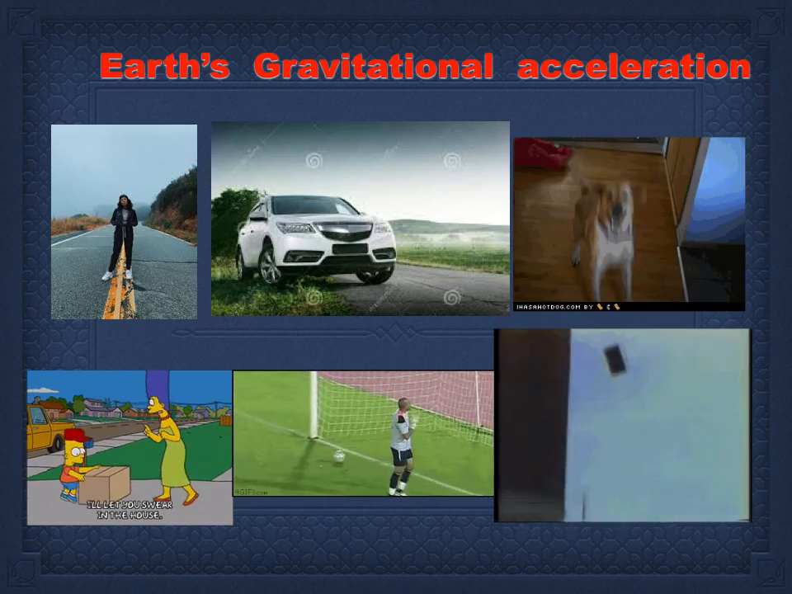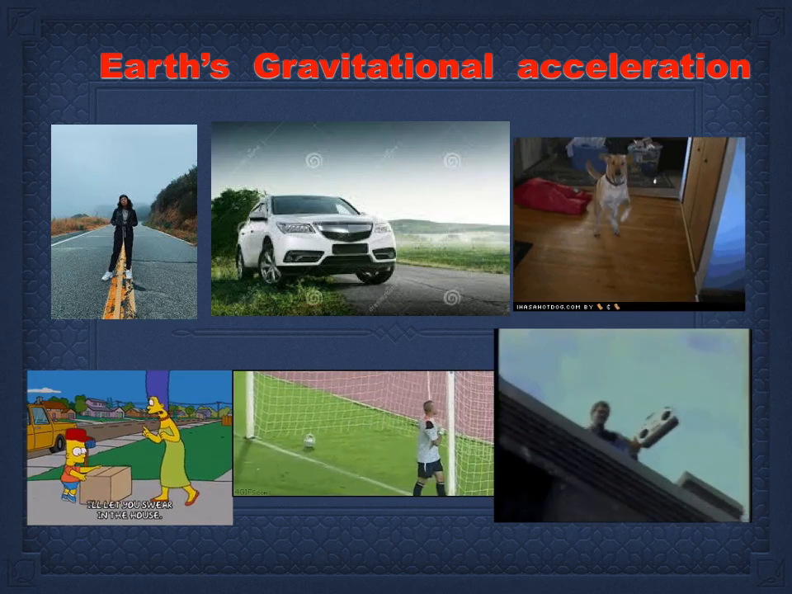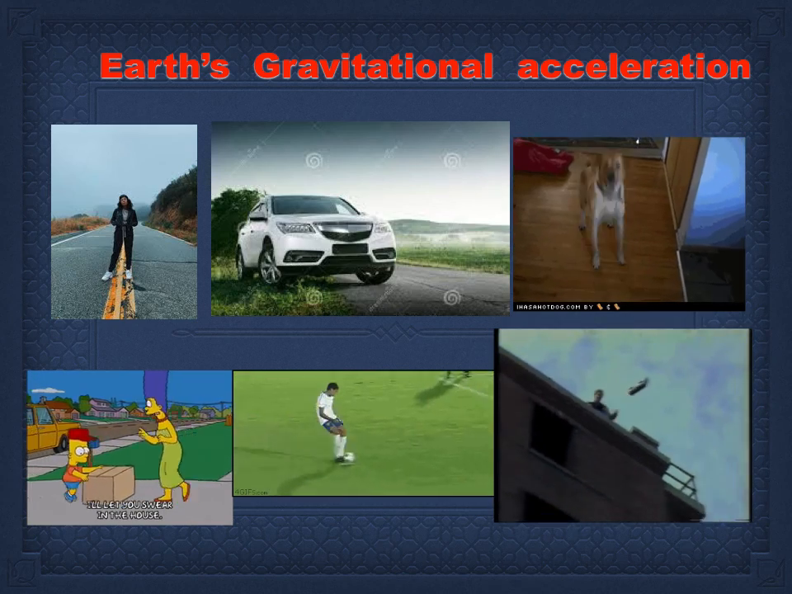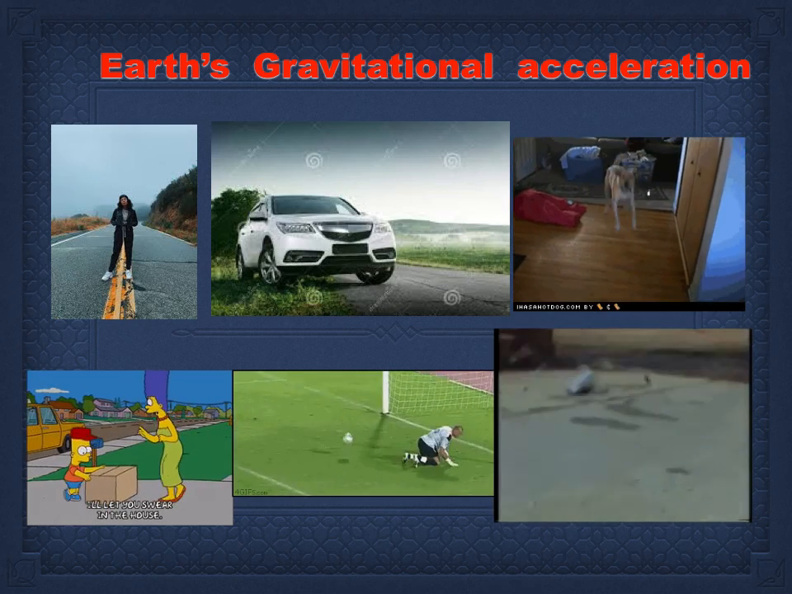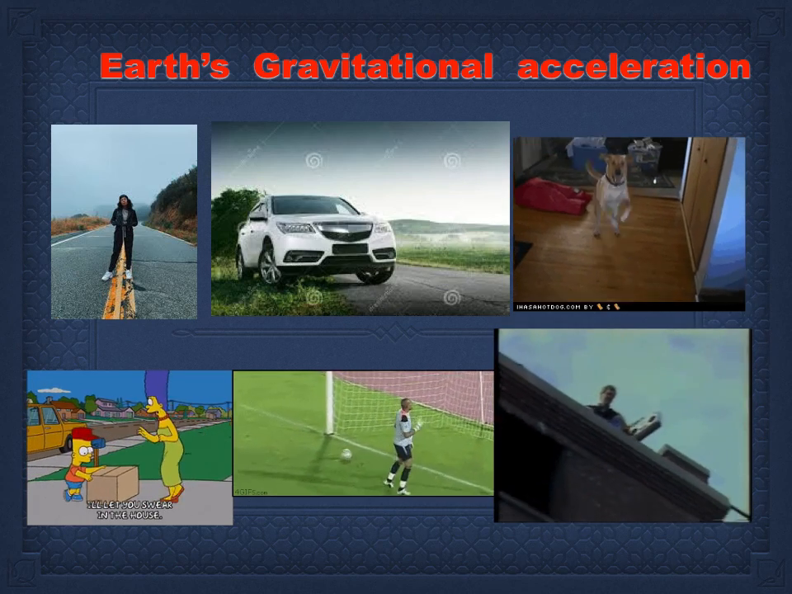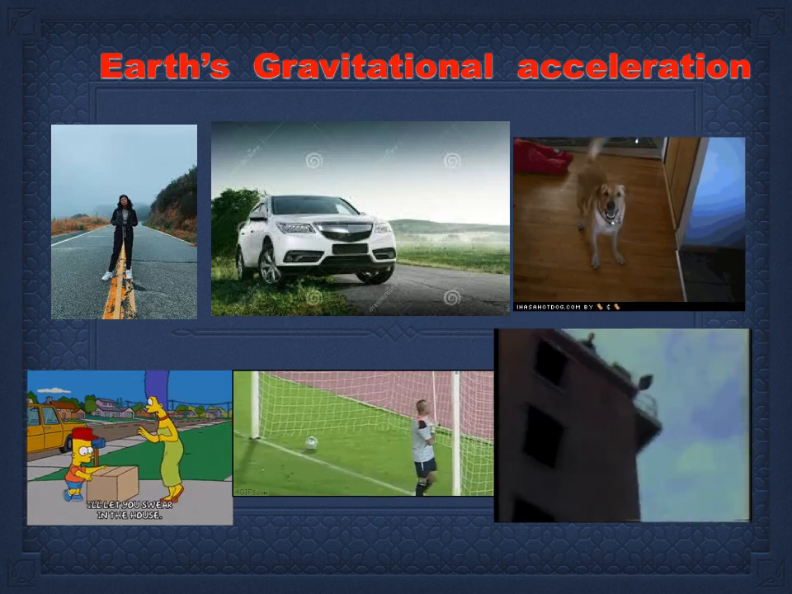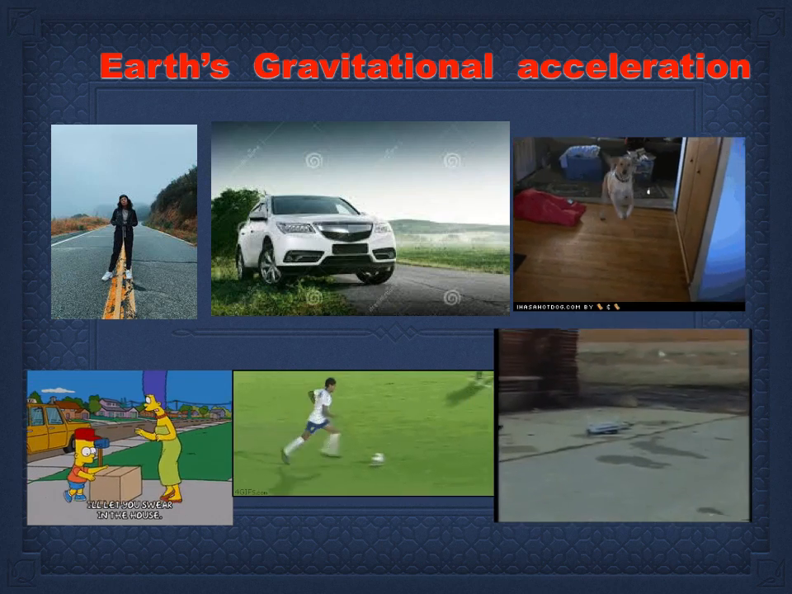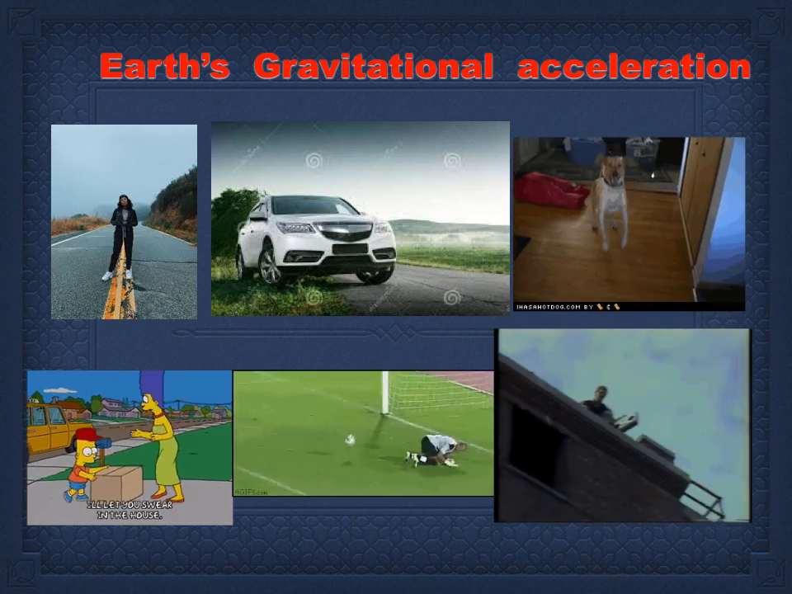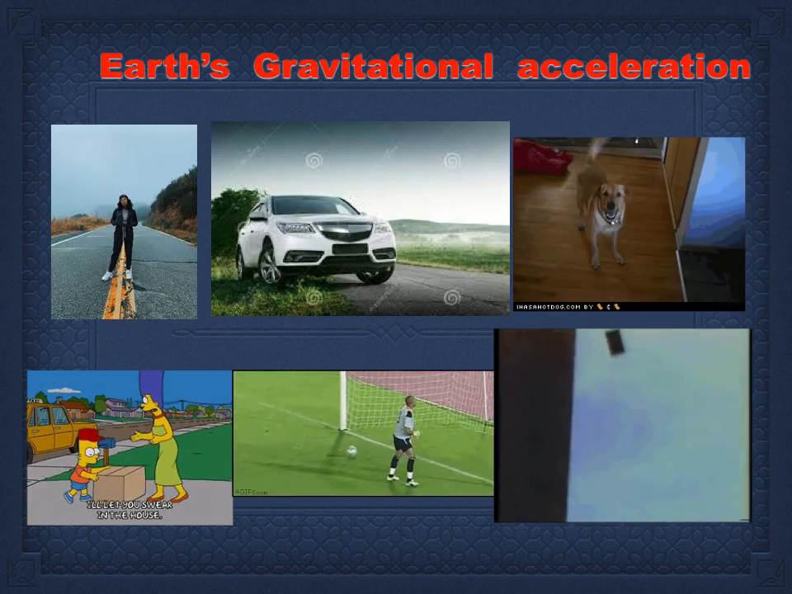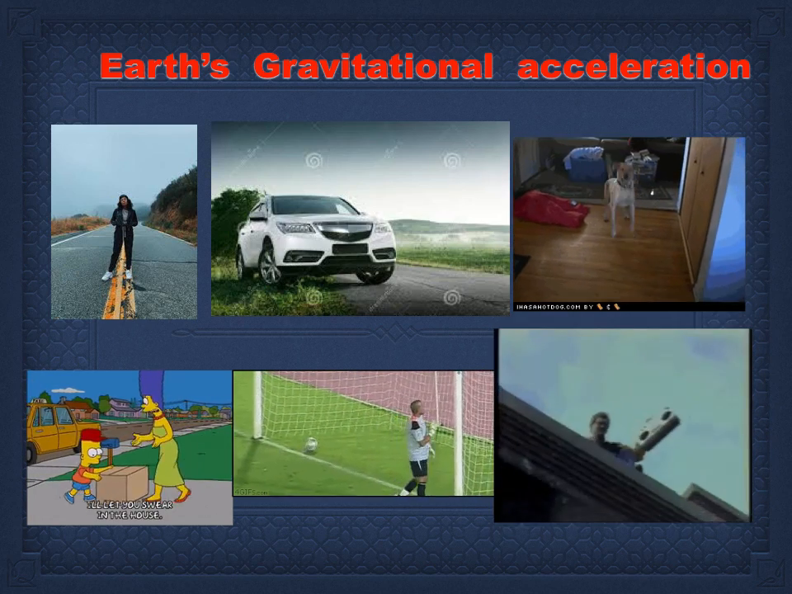Now, in the third picture, you can see a man throwing an object from a great height. In the beginning, the speed of the object will be less, and as it falls downward, the speed increases because of the gravitational force due to the Earth.